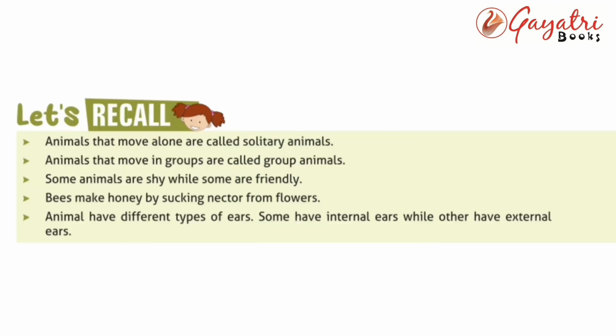Let's recall. Number 1. Animals that move alone are called solitary animals. Number 2. Animals that move in groups are called group animals. Number 3. Some animals are shy while some are friendly. Number 4. Bees make honey by sucking nectar from flowers. Number 5. Animals have different types of ears. Some have internal ears while others have external ears.